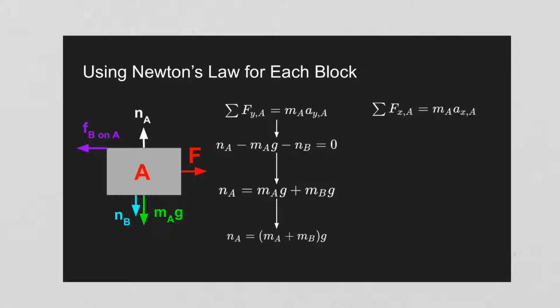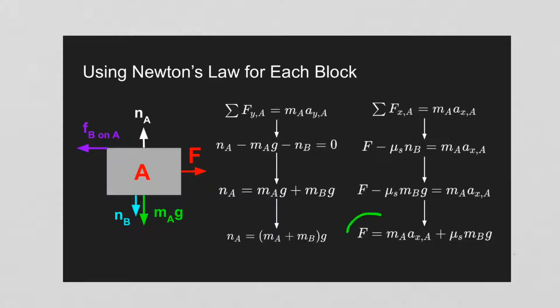Alright. And then we look at the x direction. So I've got the force in the x direction causes the acceleration of block A in the x direction. So the force I apply minus block B rubbing on A equals the mass times the acceleration. Use that expression I derived earlier, and I get the force I apply to keep them from slipping is equal to this.